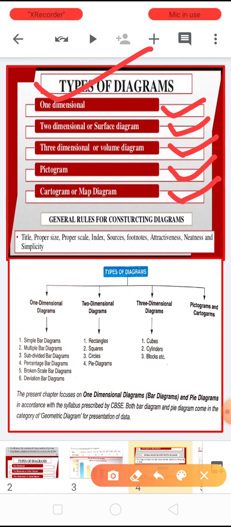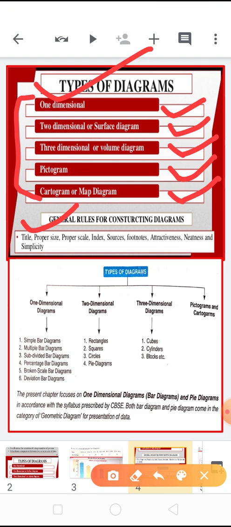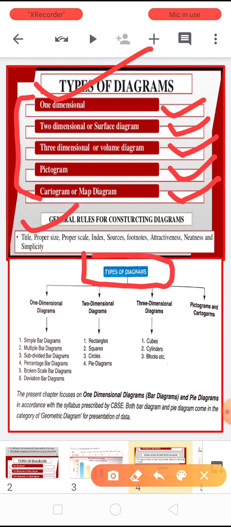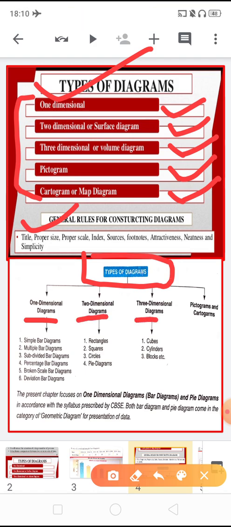We again have the same rules for constructing all these diagrams, like the title, proper size, proper scale, index, sources, footnotes, attractiveness, neatness and simplicity while constructing all these multi-dimensional diagrams. So children, according to the various types, the diagrams are classified as: the first one is the one-dimensional diagram, second is the two-dimensional diagram, third is the three-dimensional diagram, and the fourth and fifth are classified as pictograms and cartograms.